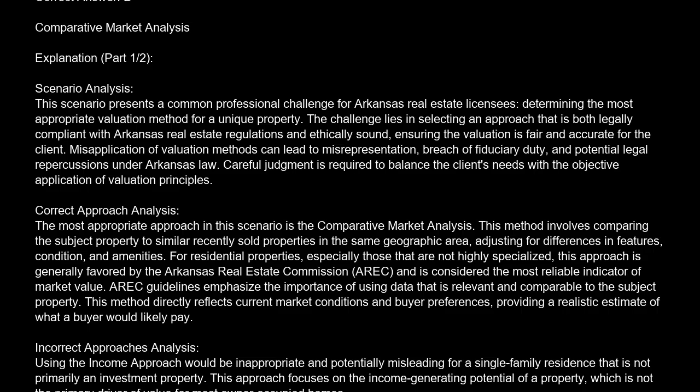This method directly reflects current market conditions and buyer preferences, providing a realistic estimate of what a buyer would likely pay. Incorrect approach is analysis.